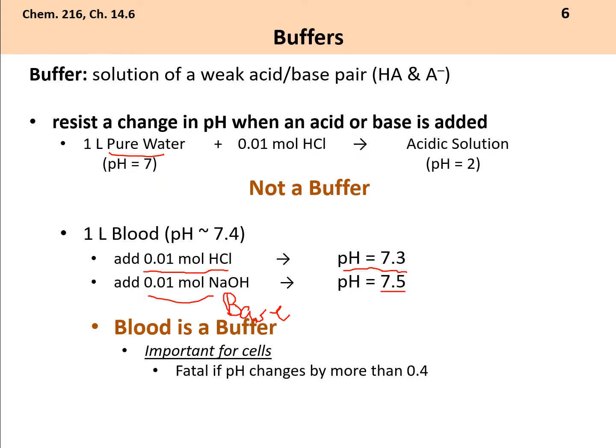Blood is a buffer. And that's actually a good thing because, what's the job of blood? It's supposed to take oxygen and other nutrients to the cells, right? But if the pH in my blood was really high or really low, it would cause damage. In fact, a pH change of more than 0.04 in our blood can be fatal to our cells, okay, and then fatal to meat. So blood is a buffer.